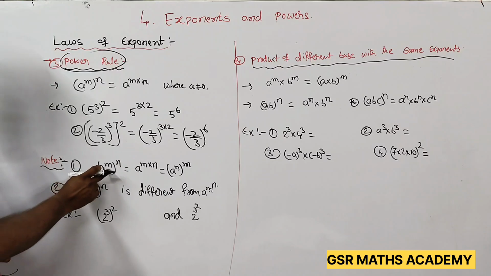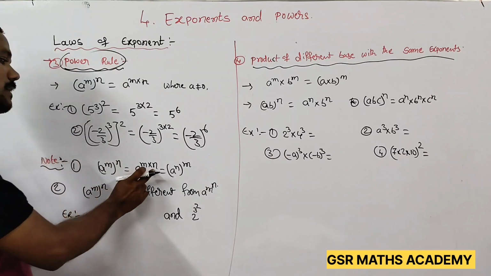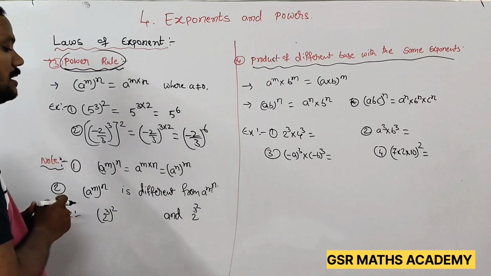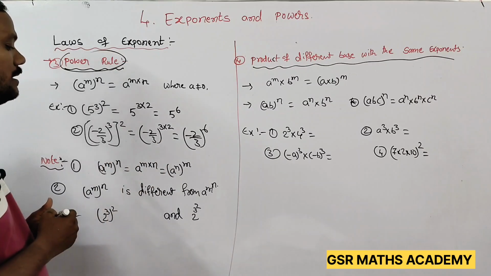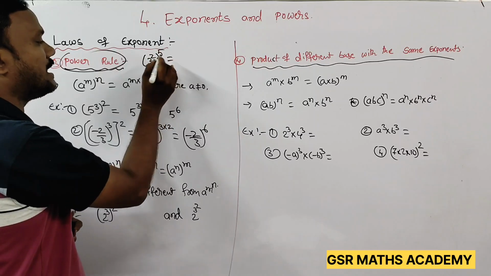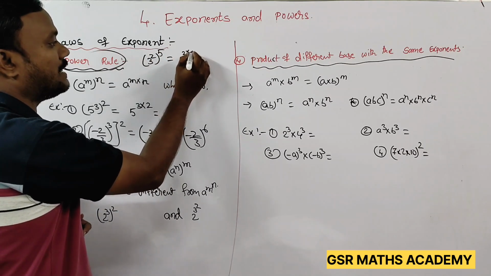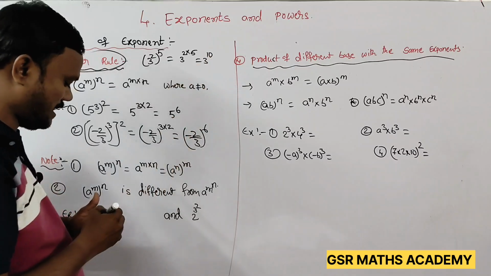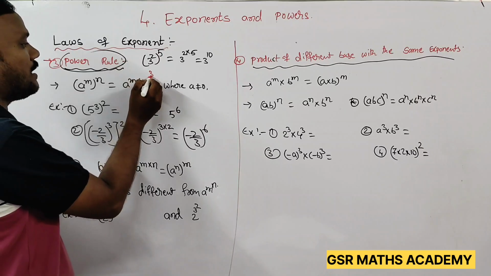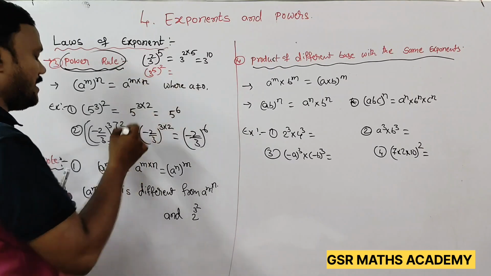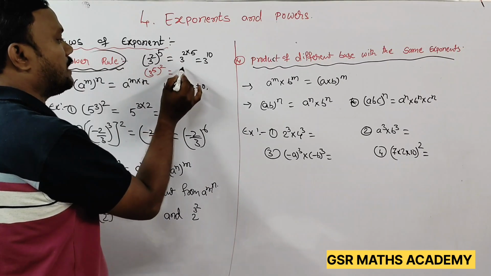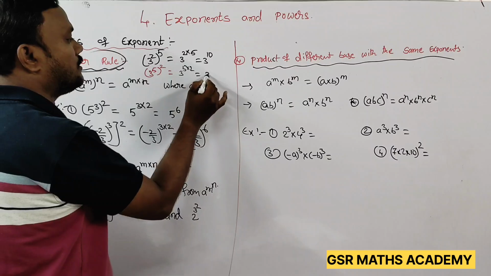If a to the power of m whole to the power of n can be written as a to the power of m into n, in the same manner a to the power of n whole to the power of m also can be written as a to the power of m into n. That means, if I take 3 square whole to the power of 5, this can be written as 3 to the power of 2 into 5, that is equal to 3 to the power of 10. In the same manner, if I interchange these exponents, that means if I take 3 to the power of 5 whole to the power of 2, then also I will get 3 to the power of 10 only, because 3 to the power of 5 into 2 is equal to 3 to the power of 10.